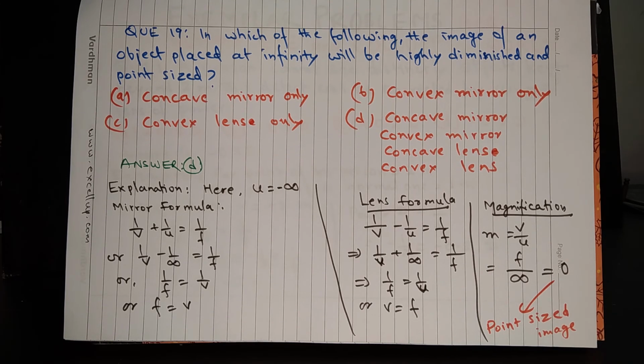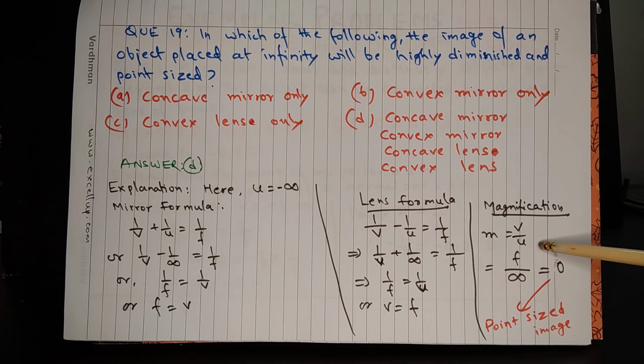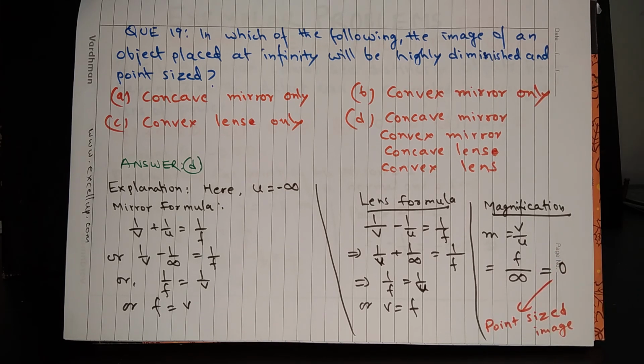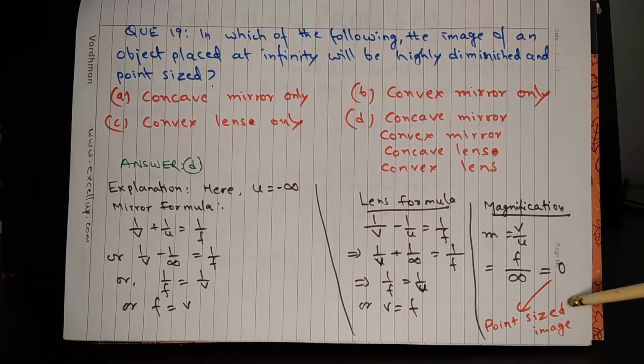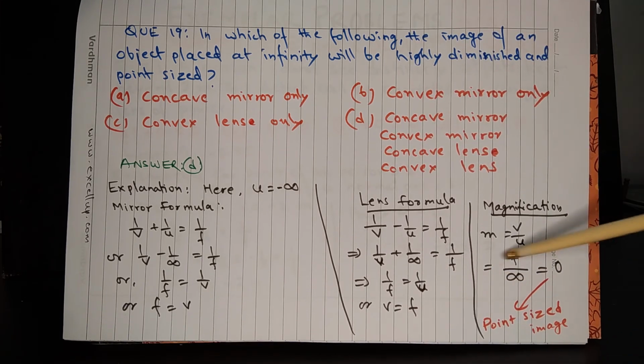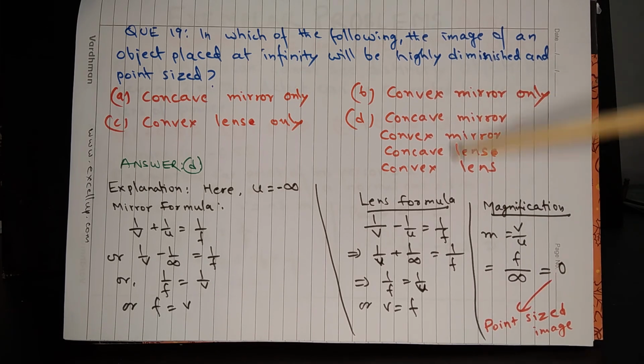Now, using the magnification formula, that is m = v/u, it is equal to f/infinity, which is equal to 0. So 0 shows that it is a point-sized image. So the image is formed at the focus and it is highly diminished and point sized in case of all of these.